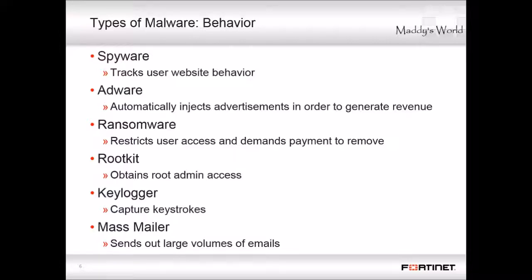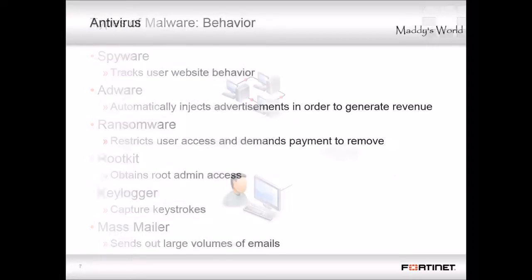Rootkits attempt to gain root user access. These can be hard to detect because if they are successful and they run as the root user, it gives them maximum permissions in order to hide. Keyloggers record keystrokes and send them back to a remote location. They're normally used to try and obtain username and password information. Mass mailers turn the computer into a source of spam.